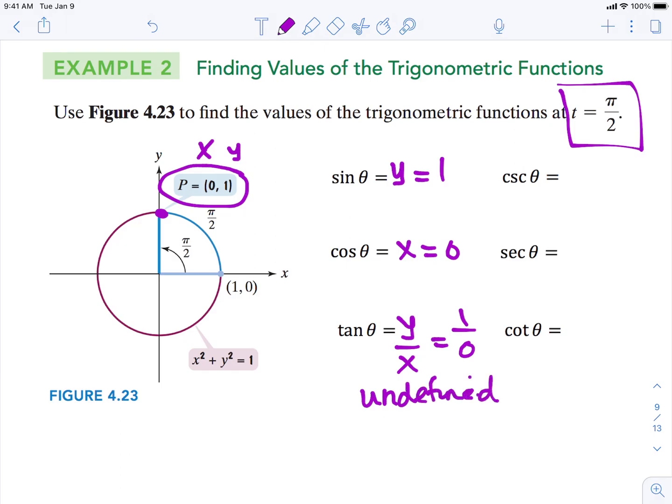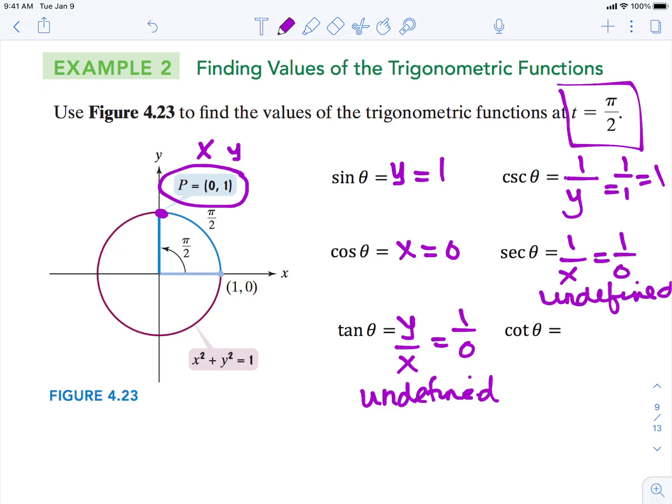Now let's do the inverses. So 1 over y. So 1 over 1 is 1. Secant, 1 over x. Well, 1 over 0 is undefined. Cotangent is x over y. 0 over 1, which is 0. So those are your 6 trig functions.